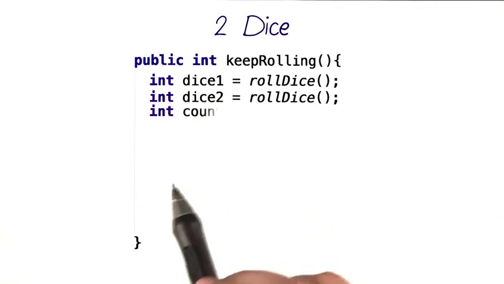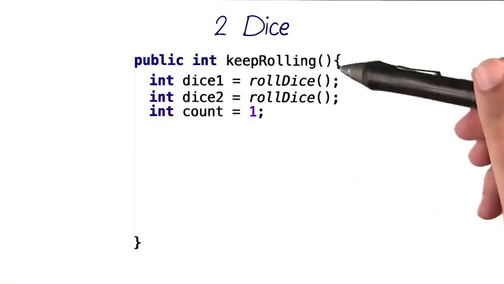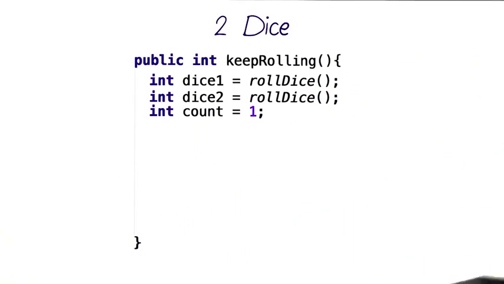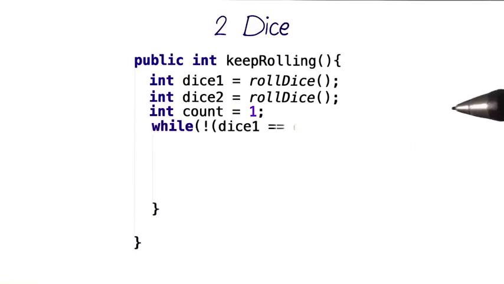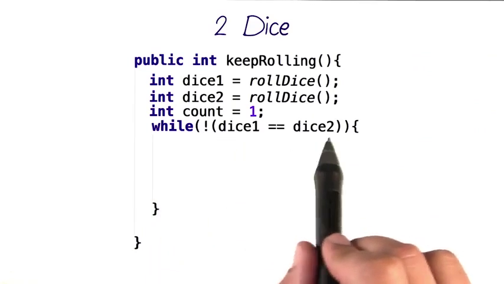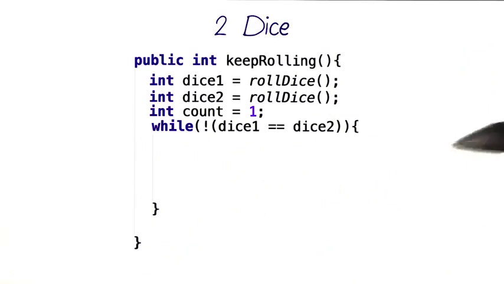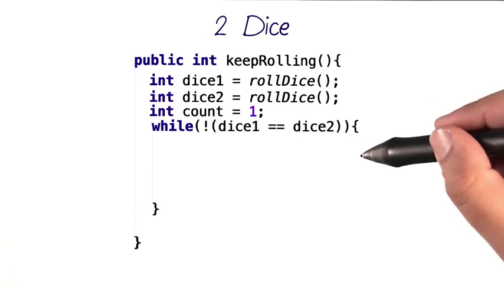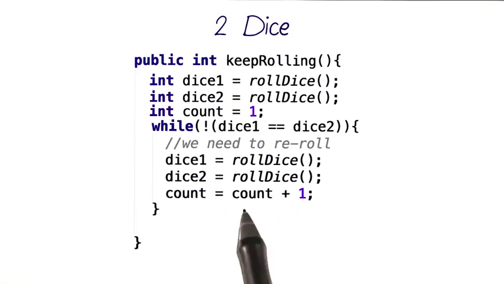Then I'll declare another integer variable here that will keep track of the number of rolls. I'll initialize it to 1 because so far we've rolled those 2 dice once. Next, we need to keep re-rolling our dice every time they don't match. We could use a while loop that checks if the dice don't match and then re-rolls the dice inside. That is, while dice1 and dice2 are not equal, then we want to retry rolling our dice and hope for a match. So inside our while loop, we'll just call this rollDice function again for dice1 and dice2 and add 1 to count this extra roll that we did.